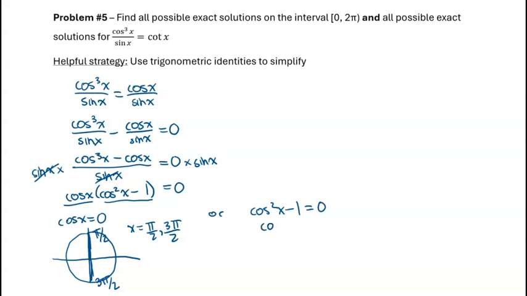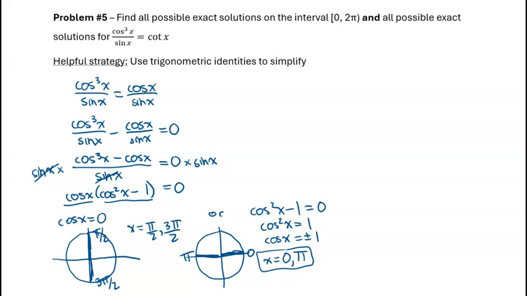From the other factor, we can take this a couple steps further. Cos squared x equals positive 1. And then if we take the square root of both sides, that means the cos of x is equal to plus or minus the square root of 1, which is still 1. And so if I draw the unit circle for that situation, where is the x-coordinate equal to positive and negative 1? Well, that's going to be at an angle of 0 and an angle of pi. And again, an angle of 2 pi, etc. But we want to stay between 0 and 2 pi. So that means that our angles would also be x equals 0 and pi.